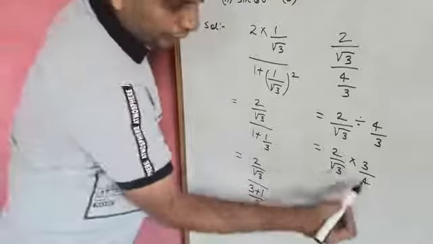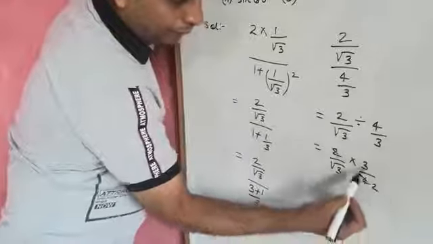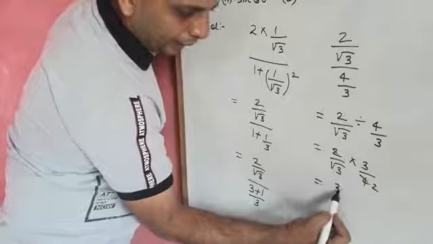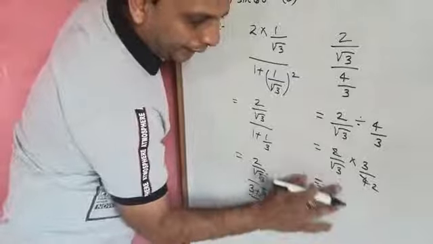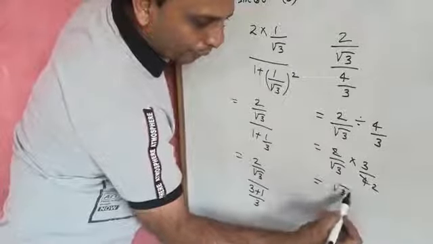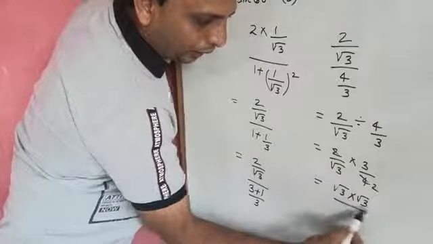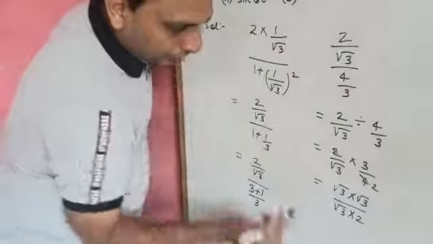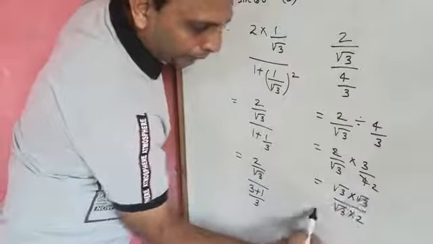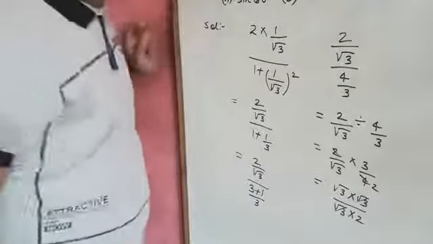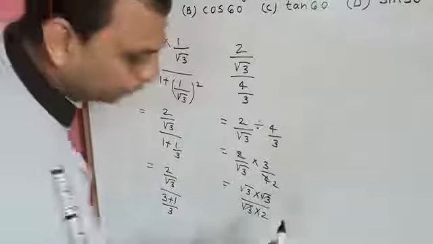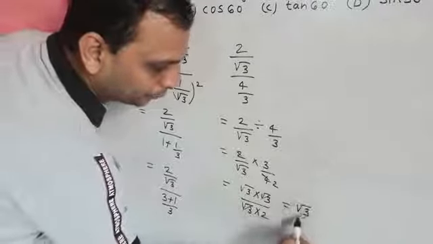So this 2 will cancel with the 4, 2 times, and the 3 will cancel with the root 3. So we can write 3 as root 3 multiplied by root 3, upon root 3 multiplied by 2. It is equal to root 3 and root 3 cancel. So it is equal to root 3 upon 2.